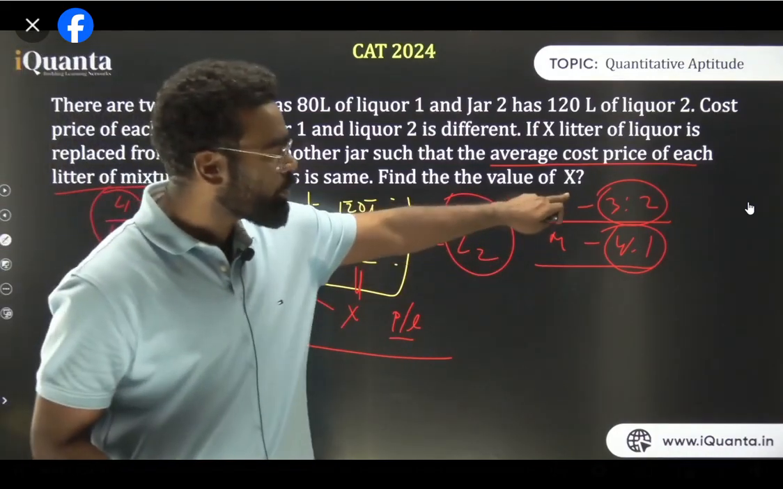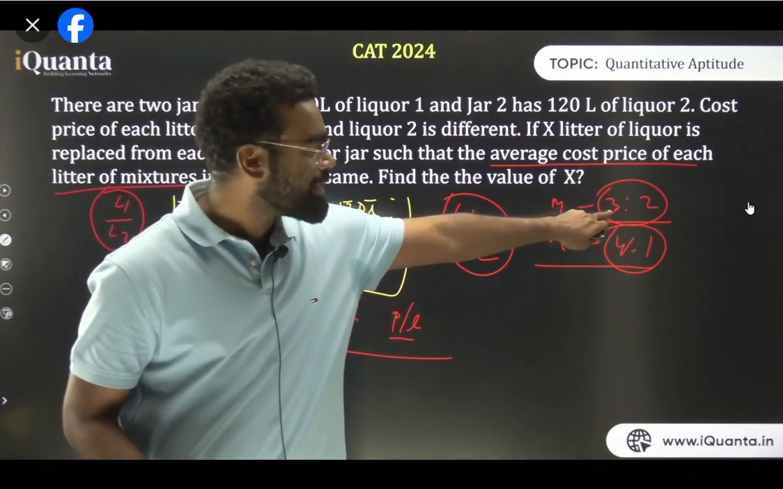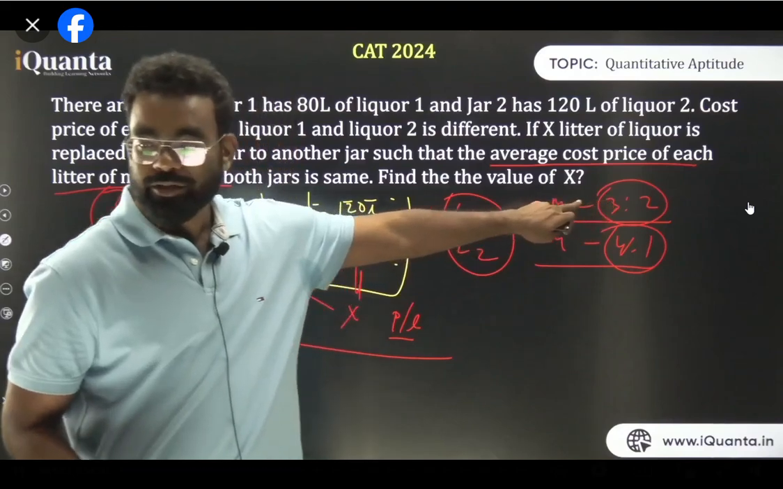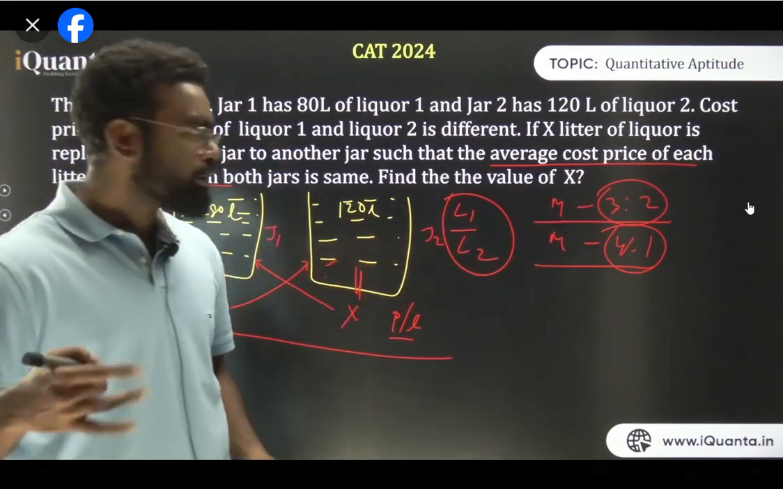So these two things cannot be the same per liter, because in this case the milk is more. In this case the milk is less. So in this case it cannot be the same. Clear? Now going for the next one, right?